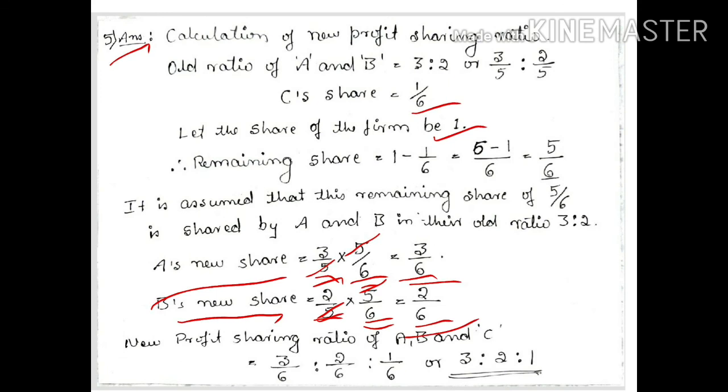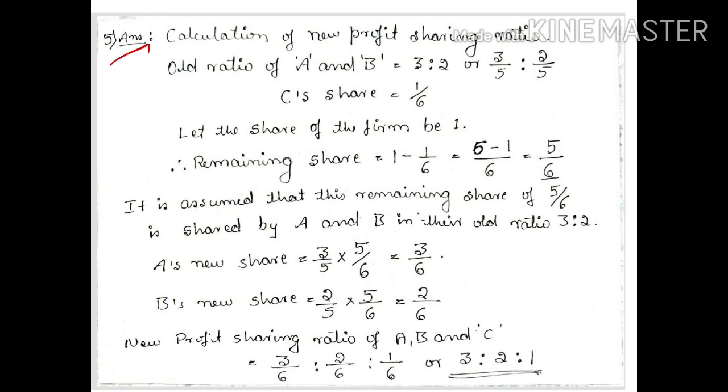Next, the new profit sharing ratio of A and B. Now you have all the information, right? C's share is 1 by 6, A's new share is 3 by 6 and B's new share is 2 by 6. Write down the ratio. New profit sharing ratio of A, B and C: 3 by 6 is to 2 by 6 is to 1 by 6, or finally 3:2:1. This is how we have to calculate the new profit sharing ratio when only two pieces of information are provided: the old partners' share as well as the new partner's share.